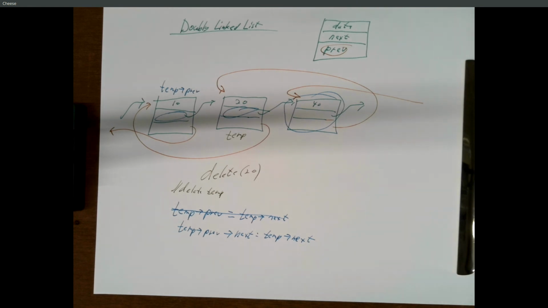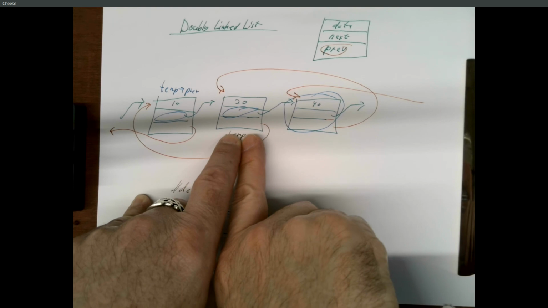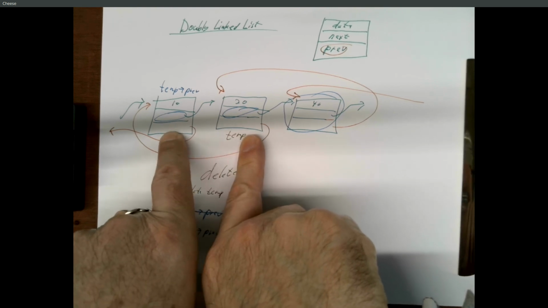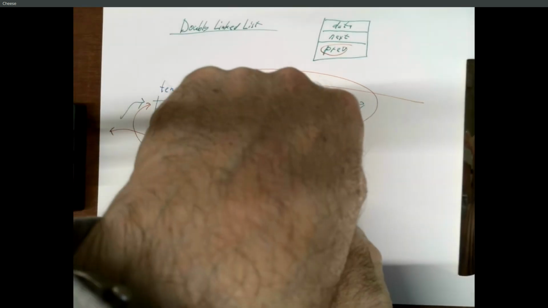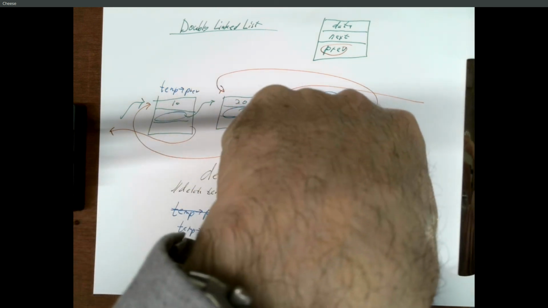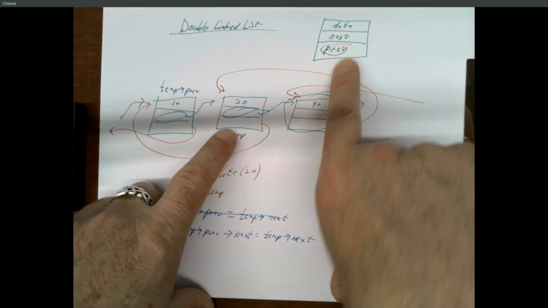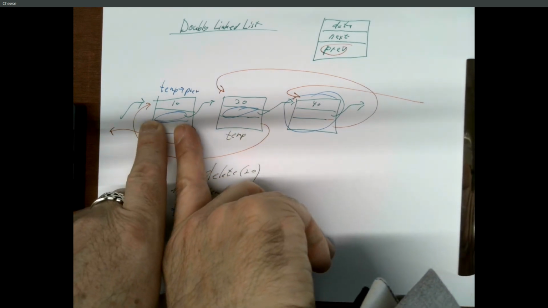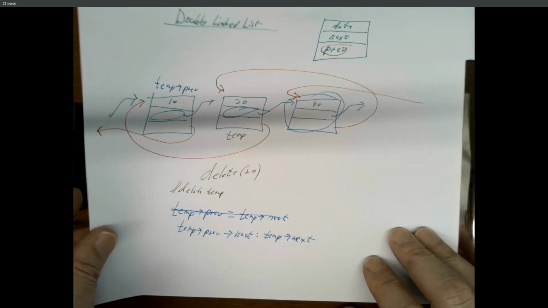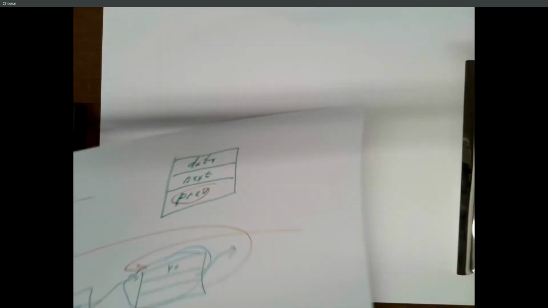The issue is when we want to delete, we can't just say, here's the node I want to delete. We've got to know the node before it, so we can say, have that previous node point to the one after, right? If we're doubly linked, basically we can just use temp previous to get to the node before it. So we could do something like this.